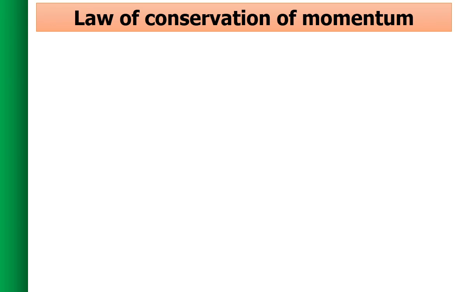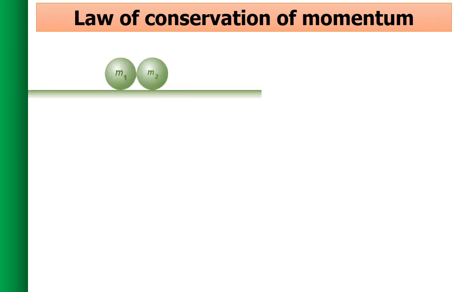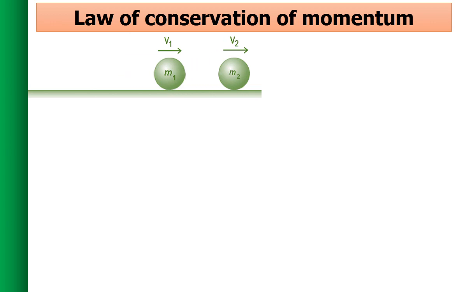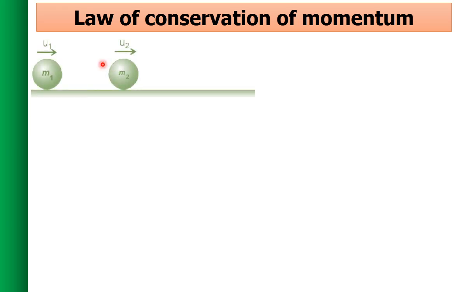Here our next topic is law of conservation of momentum. Conservation means anything that remains constant. So here we are going to discuss conservation of momentum. Now you can see there are two bodies. Mass of first body is m1 and initial velocity of that body is u1, and mass of second body is m2 and initial velocity of body m2 is u2.